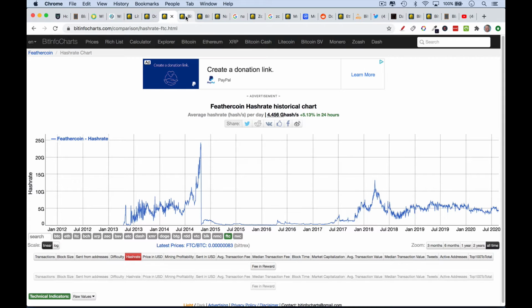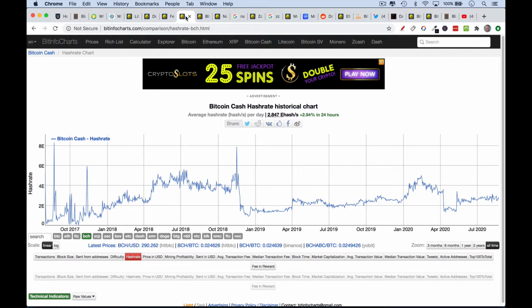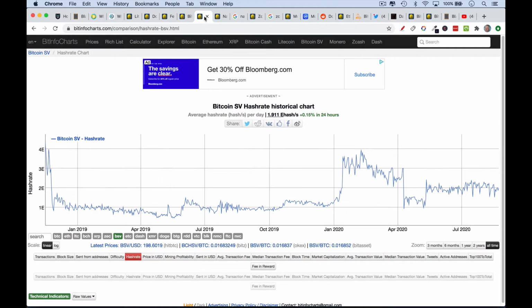So that was Feathercoin, and then we'll look at two forks of Bitcoin. Bitcoin Cash, which is BCH. We can see here that the hash rate, 2.8 exahash per second, has been fairly constant, has not been growing. This I view as a bad sign, and I believe that Bitcoin Cash and BSV, which we'll look at next, are really failed forks of the real Bitcoin, which is BTC.